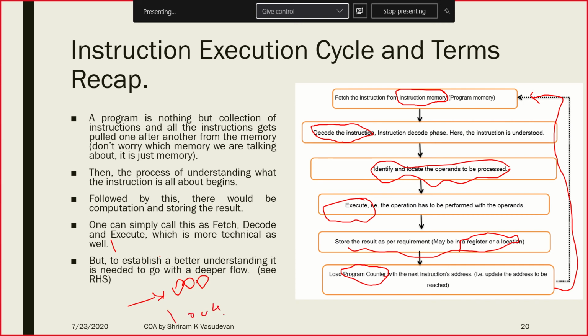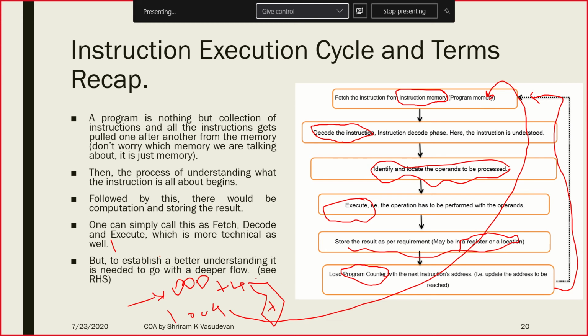So how does it work, sir? Who updates it? There will be an ALU and the ALU will have the adder functionality available. The adder would add 1000 plus 4. The moment the instruction is all done, it would be done in parallel and this would be updated into the program counter.